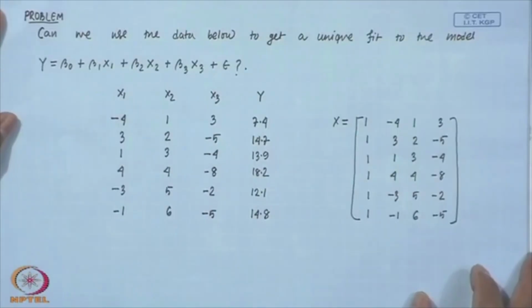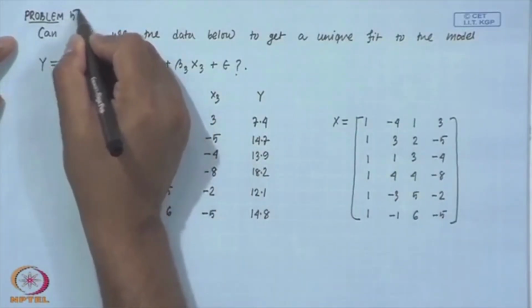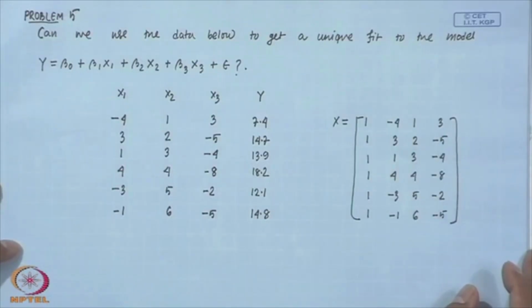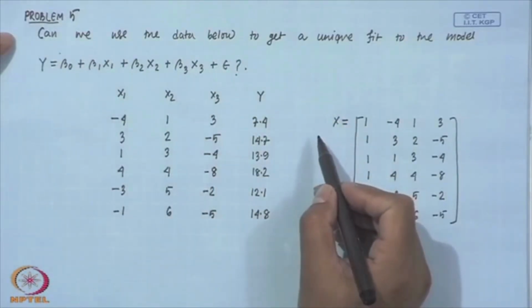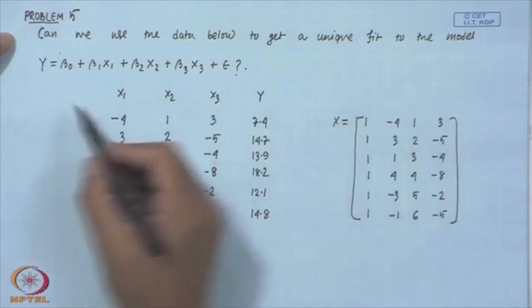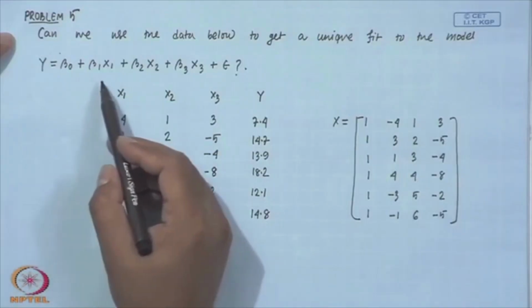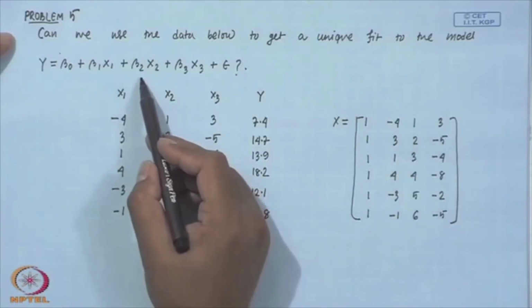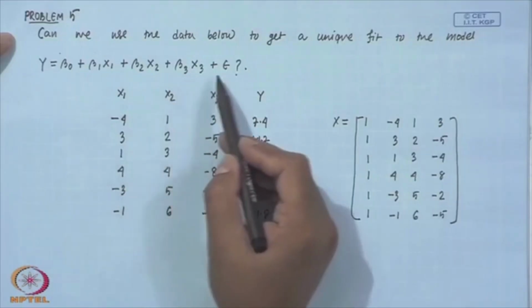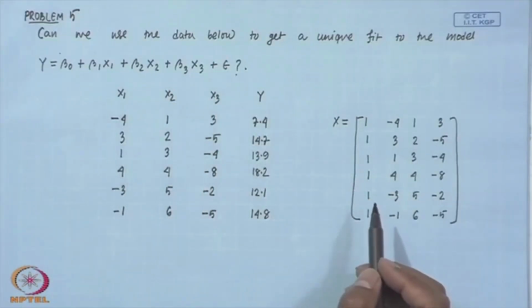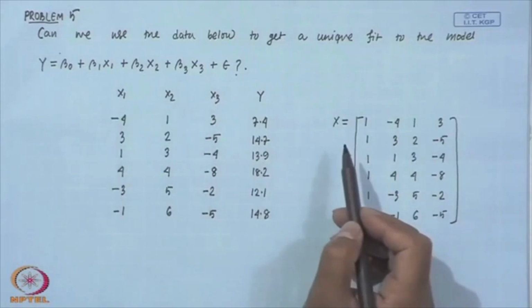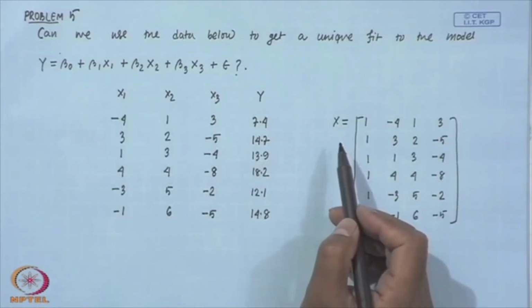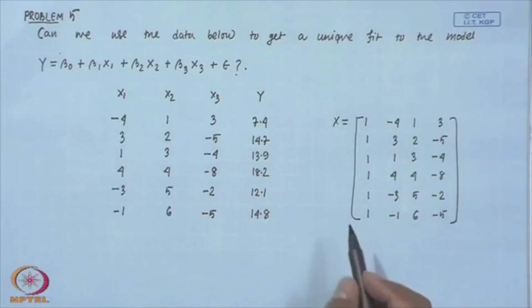So, this problem, let me call it problem 5. Okay. So, it says that can we use the data below to get a unique fit to the model y equal to beta naught plus beta 1 x 1 plus beta 2 x 2 plus beta 3 x 3 plus epsilon. So, can we fit this model uniquely using this data? That is the question.